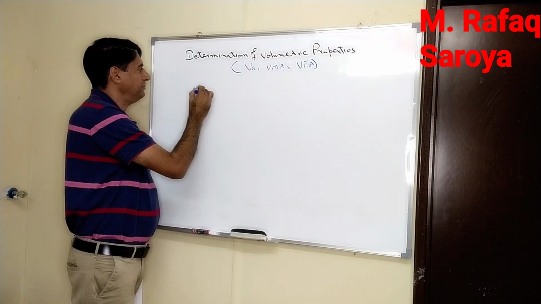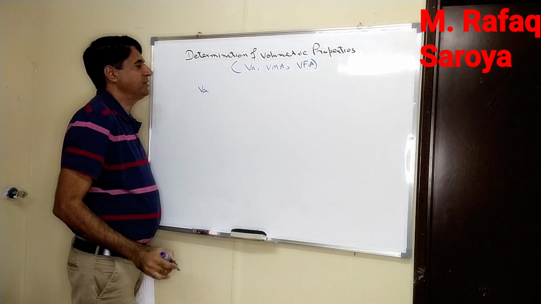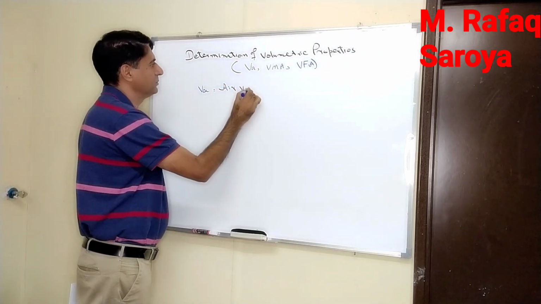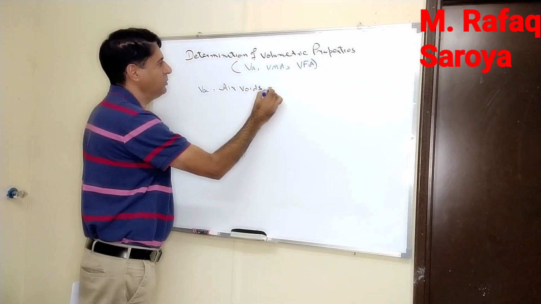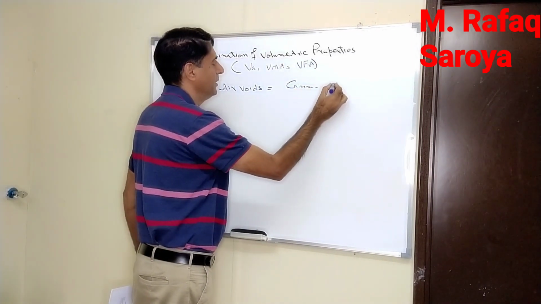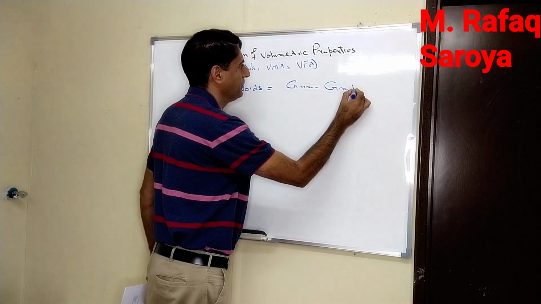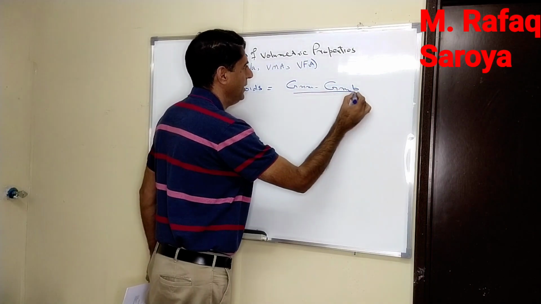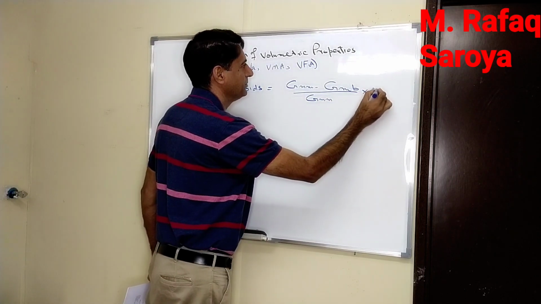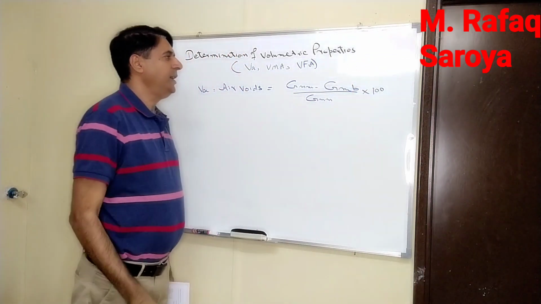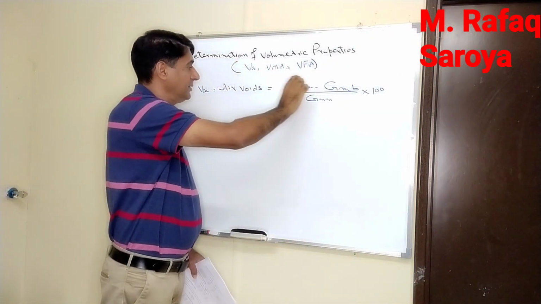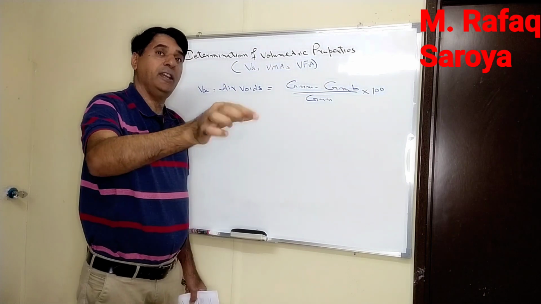Let us start first of all with VA, air voids. It is the representation of air voids, and the equation used for this determination is GMM minus GMB over GMM into 100. Here, these air voids are being determined for each binder content.